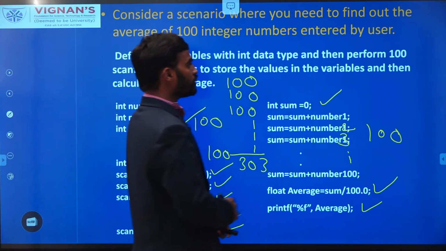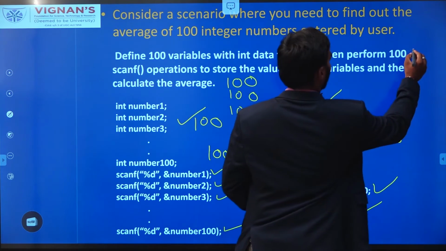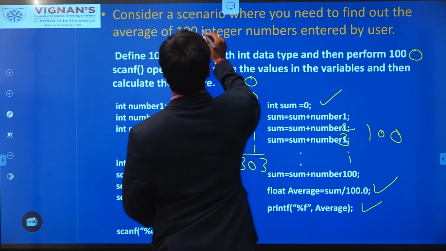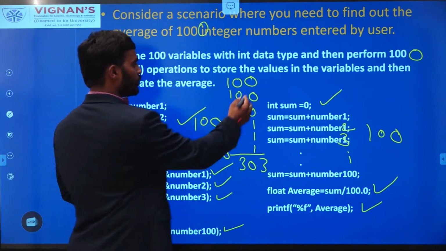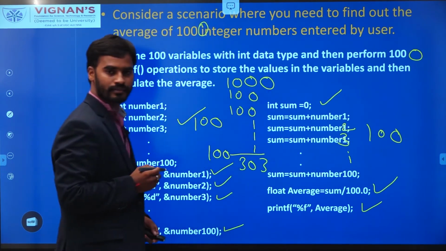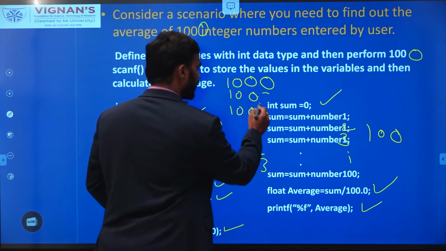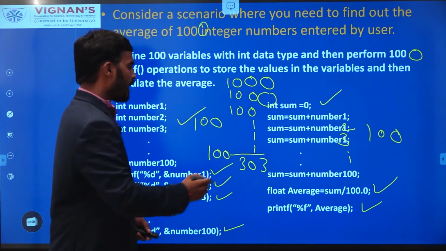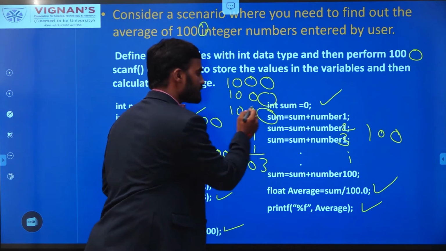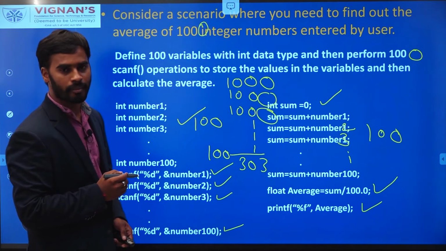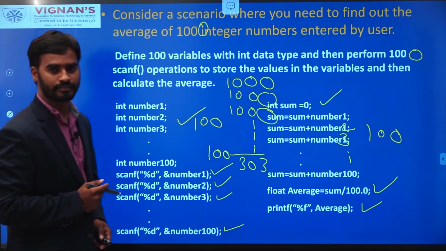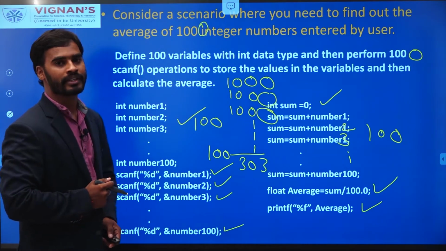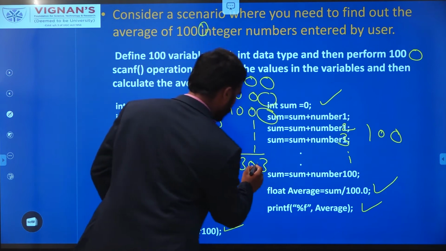If you want to find out the average of 1000 numbers, how many statements do you need? You need 1000 declarative statements, 1000 input statements, 1000 statements for adding the numbers, then these 3 remaining statements: one for initializing sum, one for finding the average and one to print the result. So you need 3003 statements.